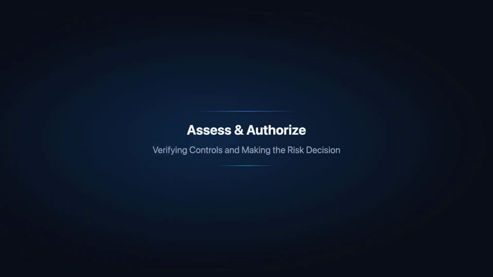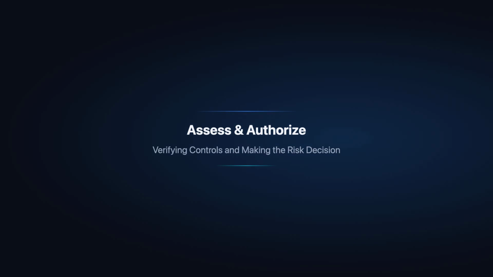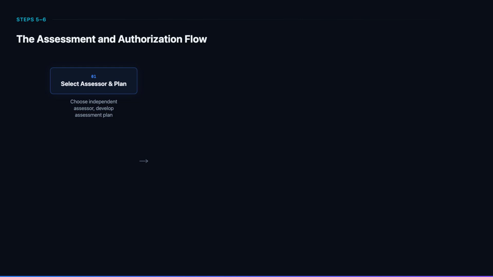Now let's cover assess and authorize, where you verify that controls actually work and the authorizing official makes the formal risk-based decision to allow the system to operate. Here is the flow from assessment through authorization, the critical path to achieving your ATO. The process begins with selecting a qualified, independent assessor and developing the assessment plan. The assessor must have the technical expertise to evaluate your controls and be independent enough to provide an objective assessment.